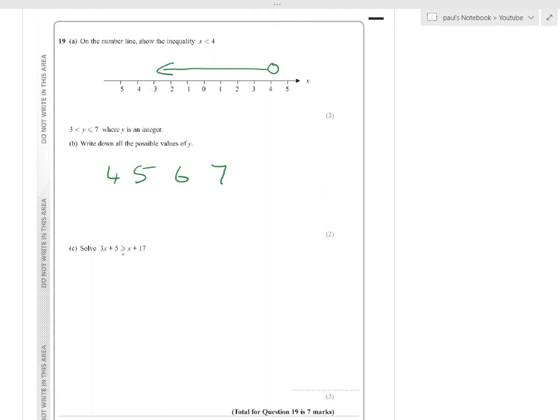Solve. Right, 3x plus 5 greater than or equal to x plus 17. So let's take away an x. So we get 2x plus 5 greater than or equal to 17. Take away 5. 2x is 12. So x is, divide that by 2, is 6.